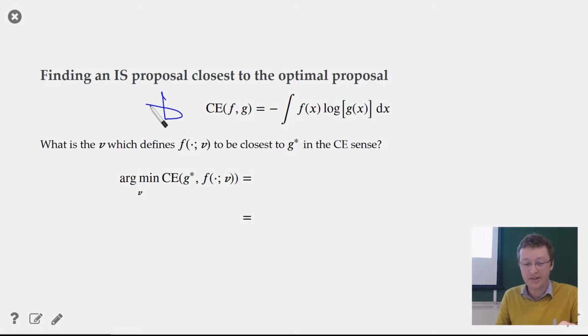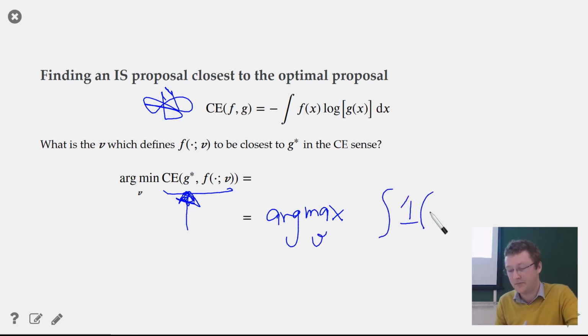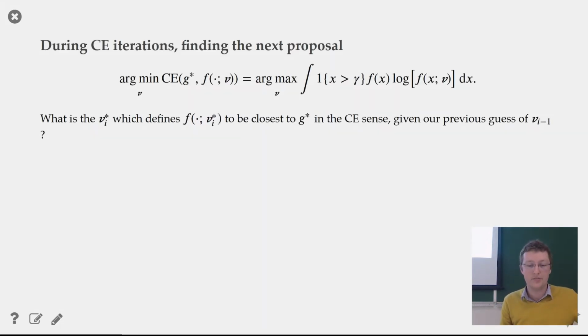Okay, so this is our C here, and then during the C iterations, we try to get as close as possible to g star, given where we are. And that thing is, now I'll skip a step, maximizing the indicator that our event actually happens, times the distribution of the actual variable that we care about, times log of the density inside our parametric family dx.